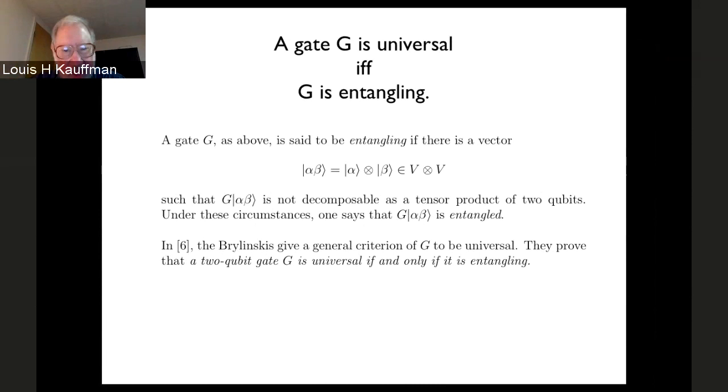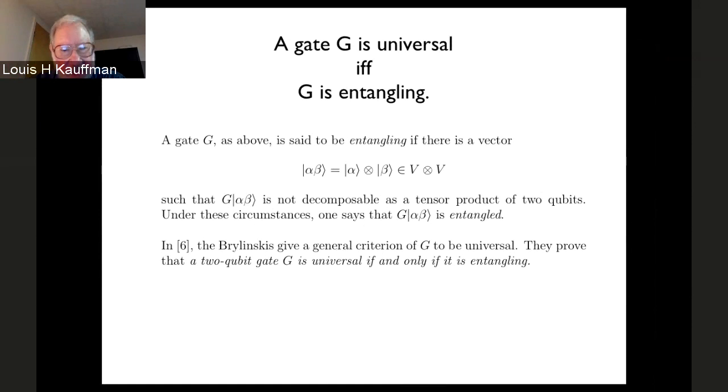But the Brylinskis proved a beautiful theorem that a gate, a 2x2 matrix gate, is universal. That is, you can substitute it for CNOT and it's good enough, if and only if it's entangling. So you just look for 2x2 matrices that are unitary and entangling, and sometimes they're also topological. Here's an example.